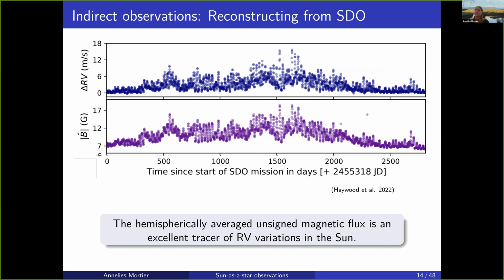recently by doing this. So this is the entire magnetic cycle of the sun, and in the top you see the radial velocities that changed during that magnetic cycle with that same pattern that we saw from Nadesh's paper, but now it's stretched, of course. And then in the bottom, you see the hemispherically averaged unsigned magnetic flux. And as you can see, it has the exact same pattern, and they correlate extremely well. So as far as a tracer for radial velocity variations for solar type stars and solar-like activity goes, the unsigned magnetic flux seems to be a really good tracer.